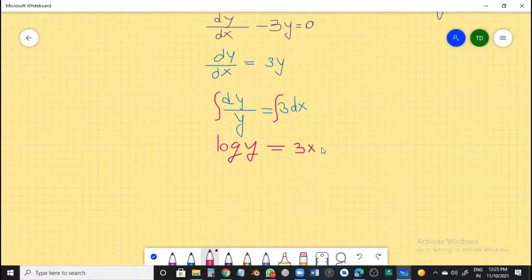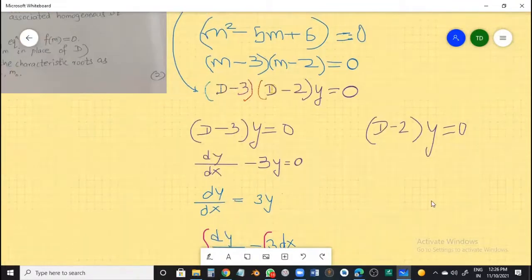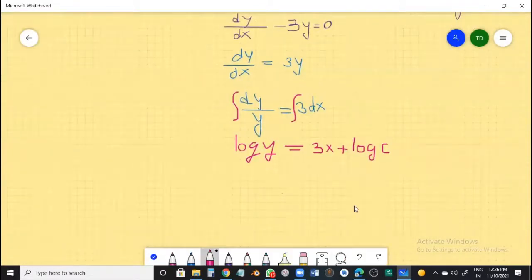And now you need to add the constant of integration. This being log, we take the help of constant of integration in terms of log. So let us call this as log c. And because we are having two equations in hand, let us label them by 1 and 2 suffixes. So let us call this c1. Do you agree?